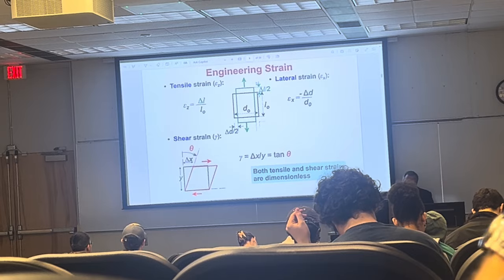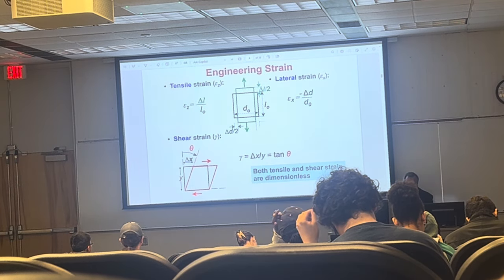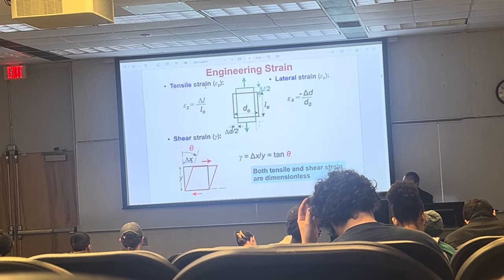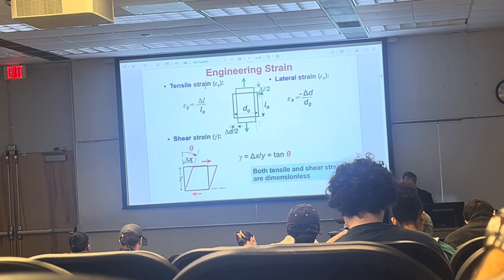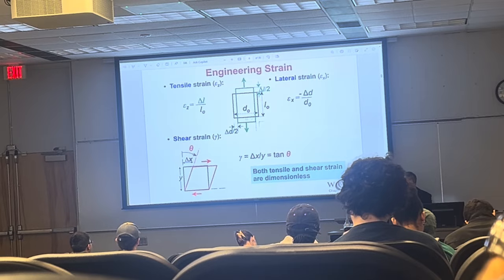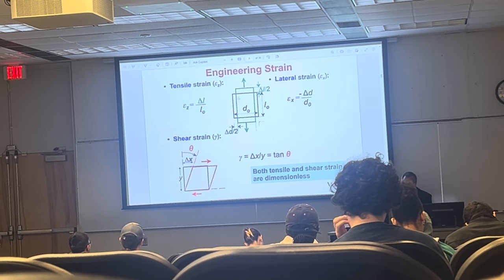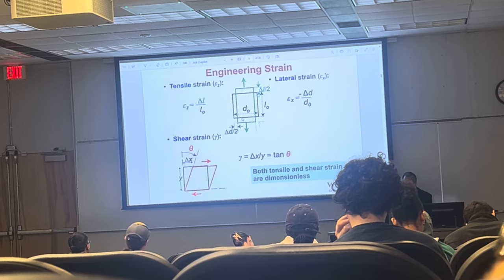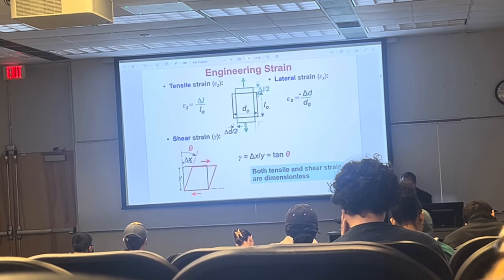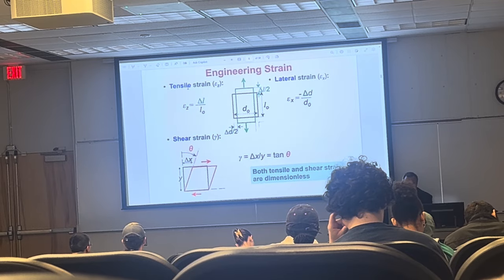Okay, engineering strain versus true strain. And so the tensile strain. Now what is strain? Strain is deformation. And this is the original configuration of L0 and D0. And after deformation, you can see the green configuration. It's in the plane. So this part elongated by the amount of delta L. So delta L divided by L0 is called tensile strain.